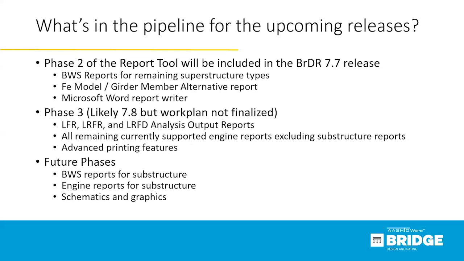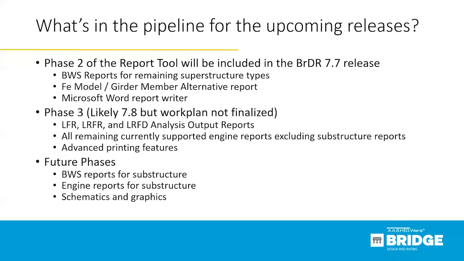Okay, so what's in the pipeline for upcoming releases? So phase 2 of the report tool will be included in the 7.7 release. So this will include BWS reports for the remaining superstructure types. It'll also include FE model and girder member alternative reports and a Microsoft Word report writer. So what the Microsoft report writer will do, it will allow you to basically export your BrDR reports into a Word format that you can open with Word and then further make edits in there.